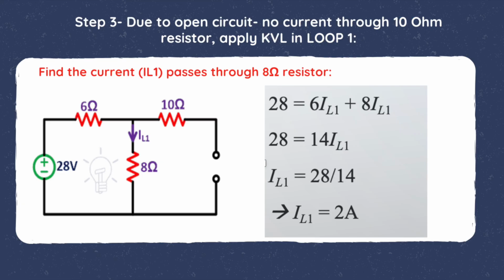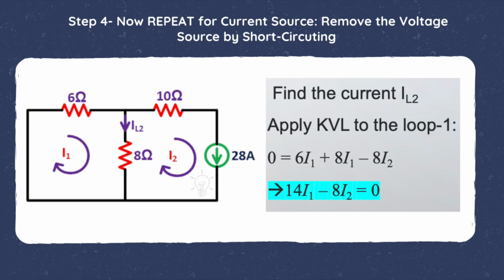In step 3, as a result of no current in the second loop, the KVL formula is applied to loop 1, where the 6 ohm resistor and the 8 ohm resistor are added together and rearranged, finally giving an answer of 2 amps for IL1. Step 4 repeats this process where the voltage source is short-circuited.